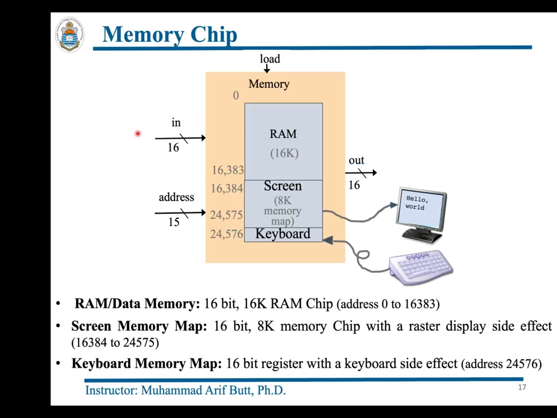Well, dear students, this is the overall address space known as the Hack memory, and this chip is essentially a package of 3 16-bit storage devices: a RAM chip of 16K registers, each register of 16 bits, a screen chip of 8K registers acting as a screen memory map, and a keyboard chip of only one register acting as a keyboard memory map. And let us review the HDL of these three chips one by one.